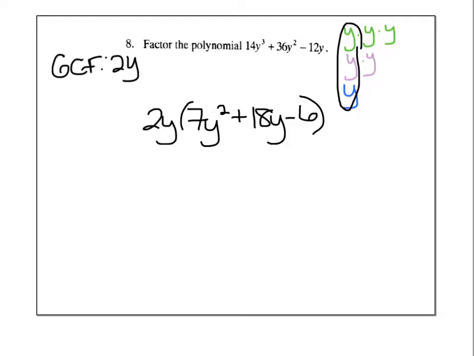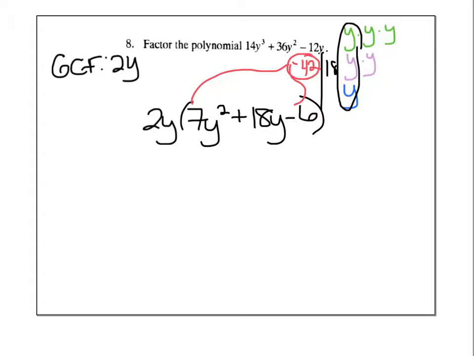Once I factor out the GCF, I then need to look at how many terms I have. I've got 3 terms, so a trinomial, which means we're looking for a C and a hat here. So we've got 7 times negative 6, which is negative 42. And it has to have factors that add up to 18.